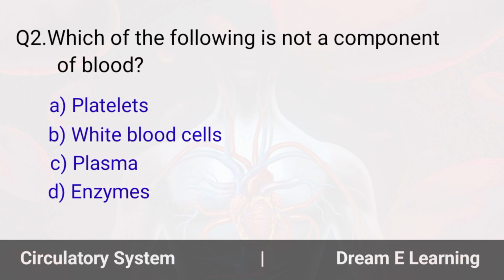Question number 2. Which of the following is not a component of blood? The correct option is option D, enzymes.